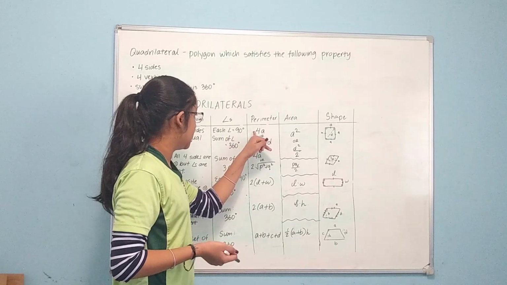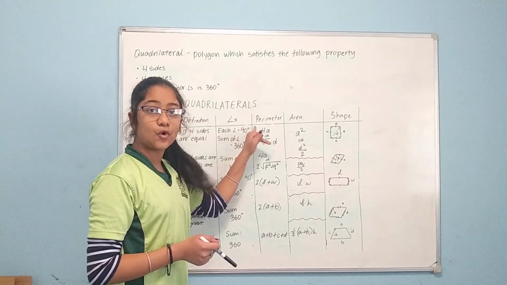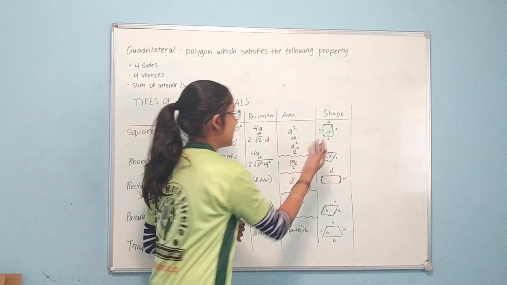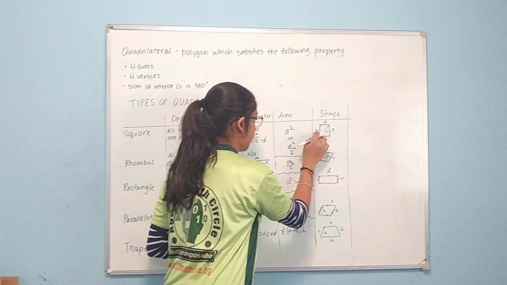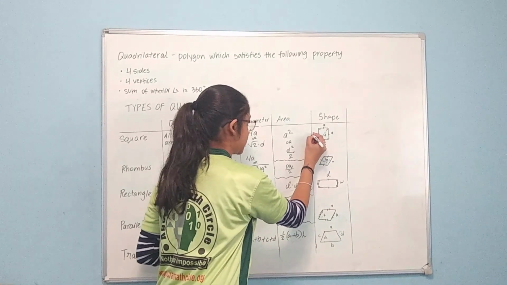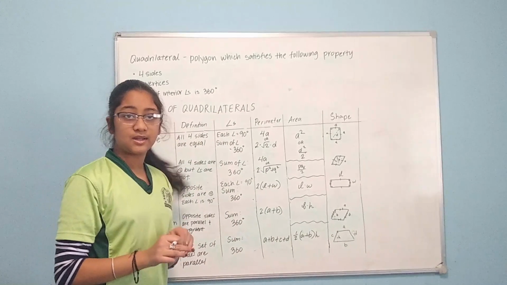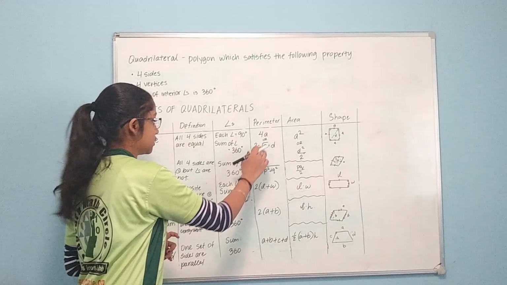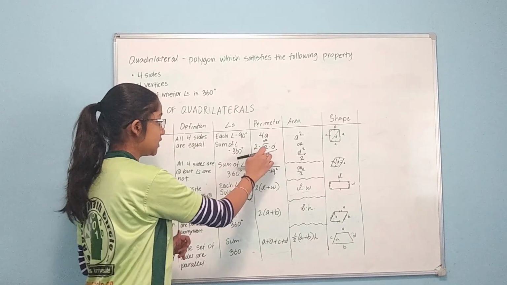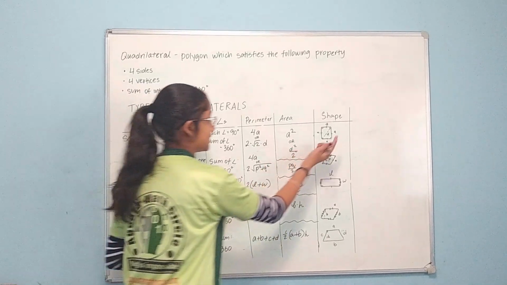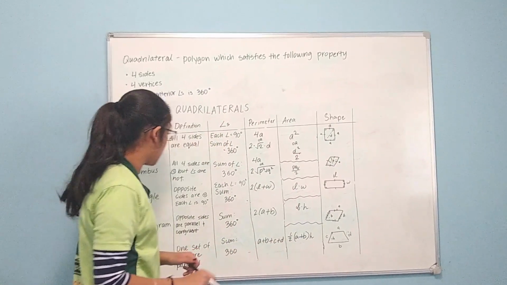Now, if we look at the perimeter of a square, that's 4 times A, in which A is the value of one side of the square. And instead of doing 4A, we can also do 2 times rad 2 times D, where D is known as the diagonal of the square.